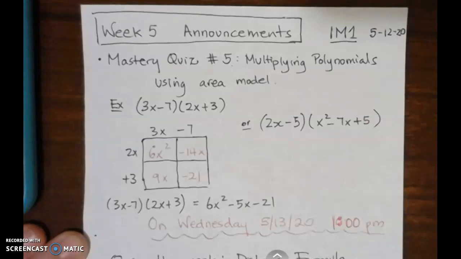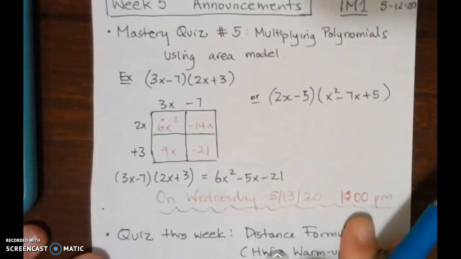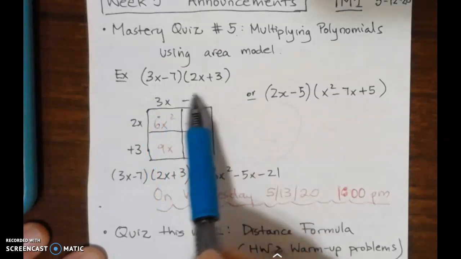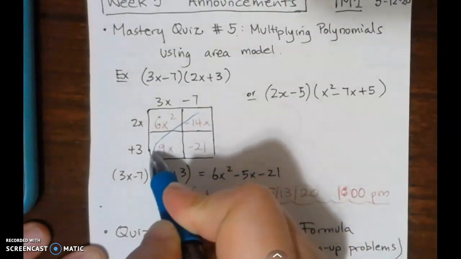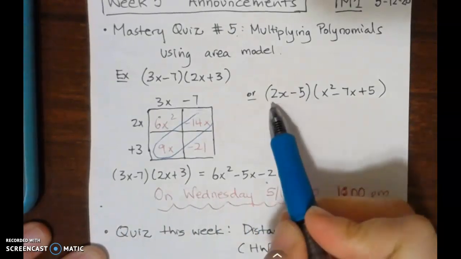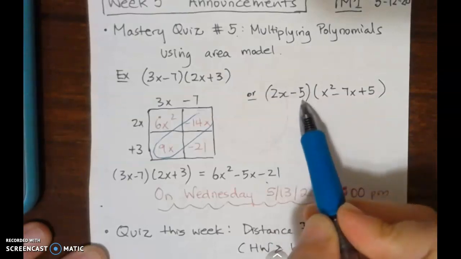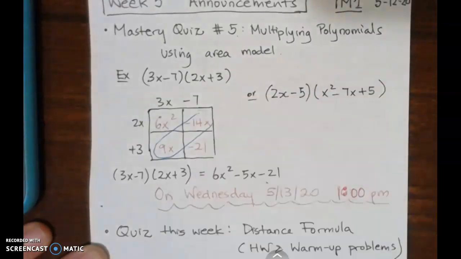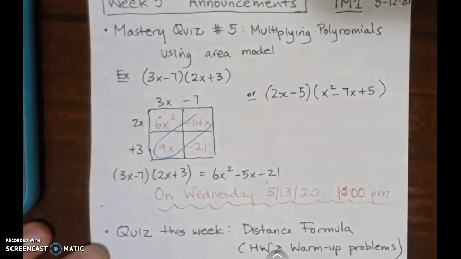There is a mastery skills quiz number 5 on multiplying polynomials using the area model. For example, problems like 3x minus 7 times 2x plus 3. You remember putting it into the box, then multiplying it out, combining like terms, and coming up with the answers like this. Or I might ask a problem like multiplying a binomial, which has 2 terms, by a trinomial, which has 3 terms. It's pretty much the same idea. You use the box and figure out what the answer is.